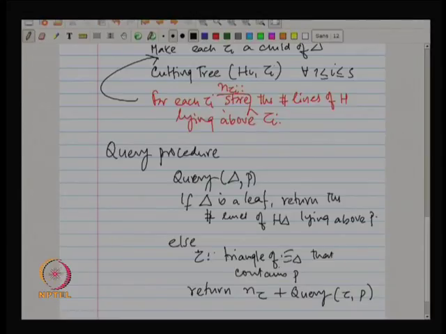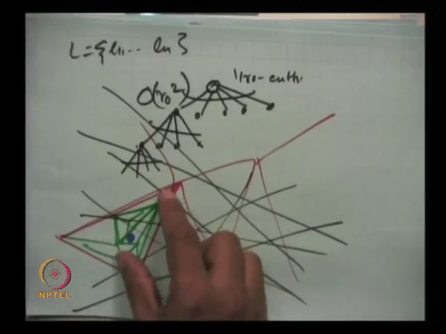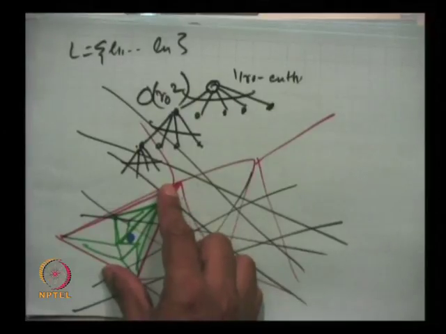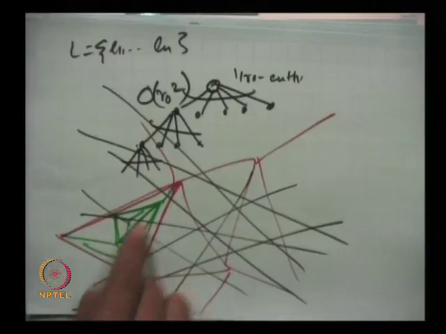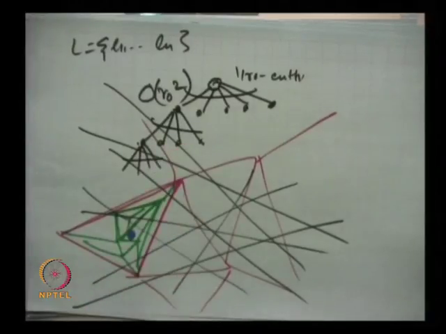Okay, so that's the procedure. So what it says is, look at this node. If it's a leaf, just count the number of lines explicitly that lie above it, because there are only a constant number of those lines. Otherwise, find the triangle that contains the query point. You have already stored how many lines lie above this triangle. Take that quantity, and then recursively, among the lines that intersect the triangle, count the number of lines that lie above the query point and add that quantity to it. That's the procedure. Okay. So, what's the query time?